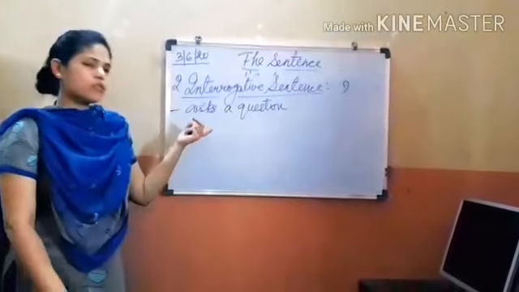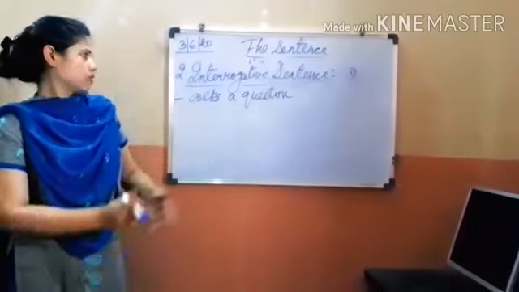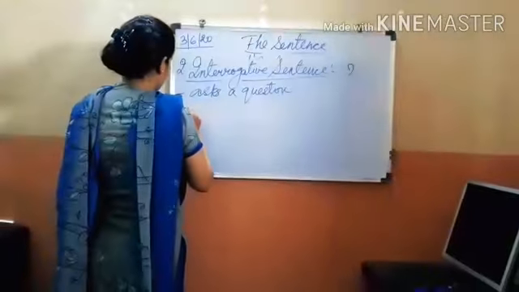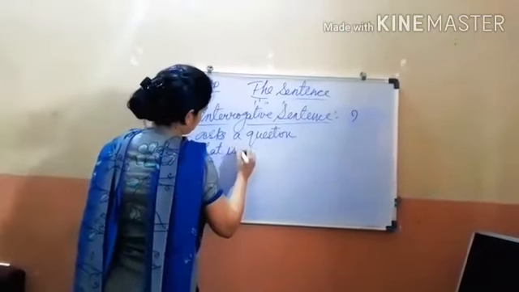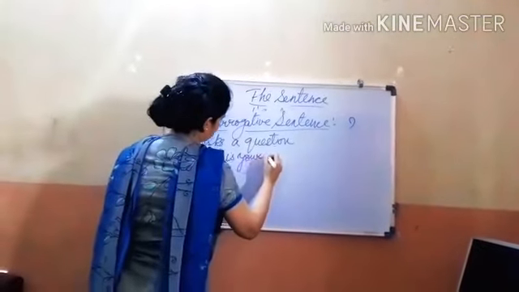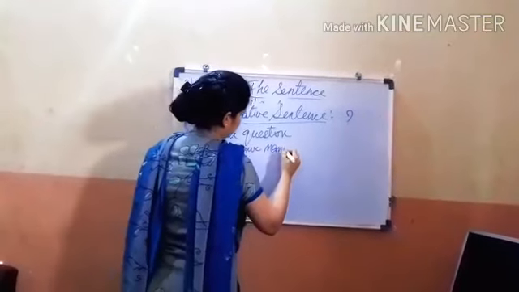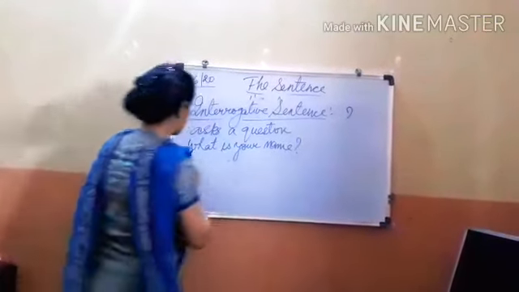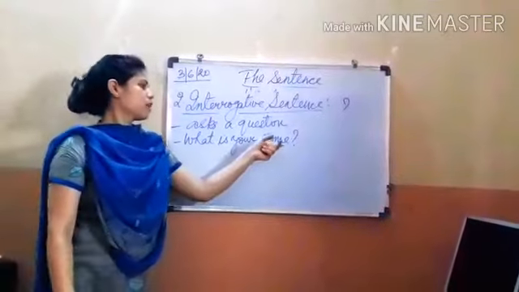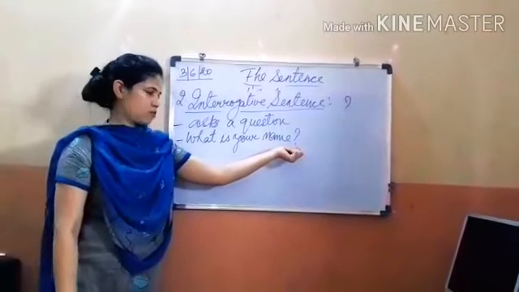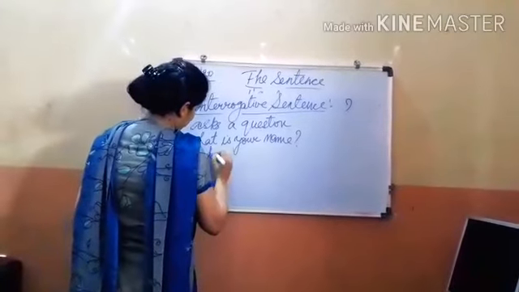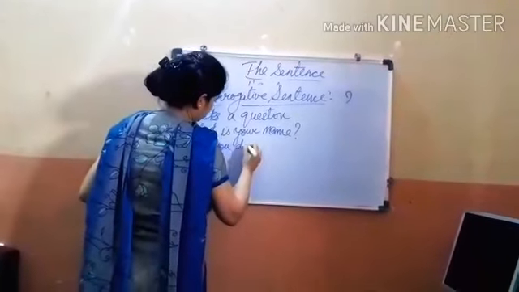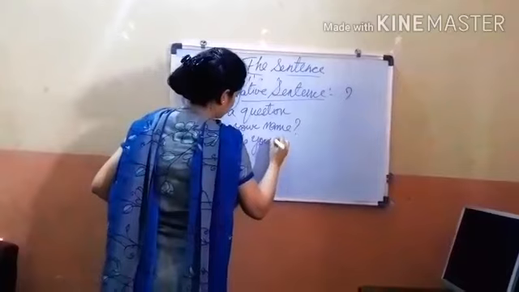So a few examples we can see in this regard. What are interrogative sentences? Like, what is your name? You can see that it starts with a capital letter, gives the meaning and ends with the question mark. Did you do your homework?